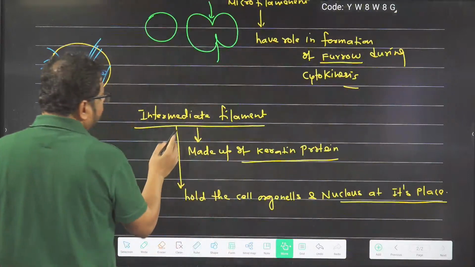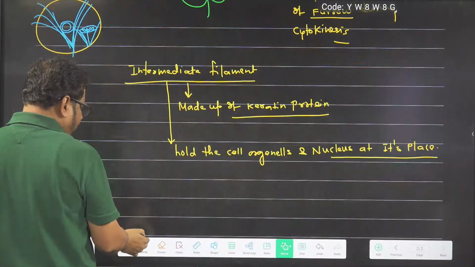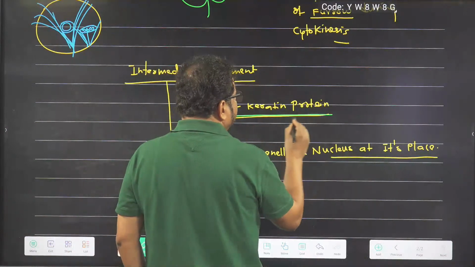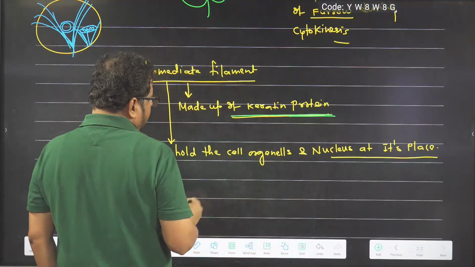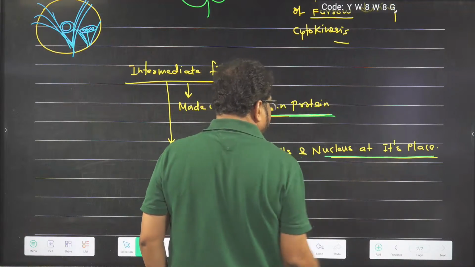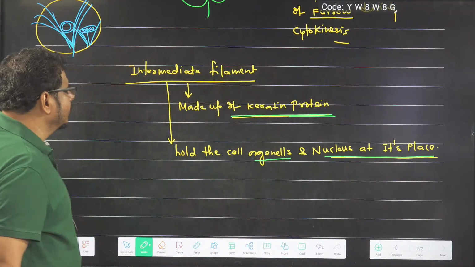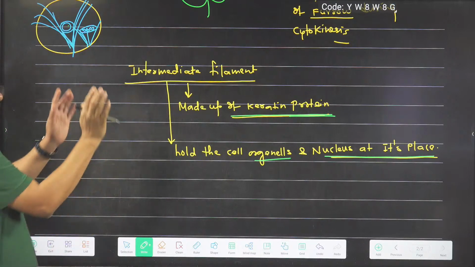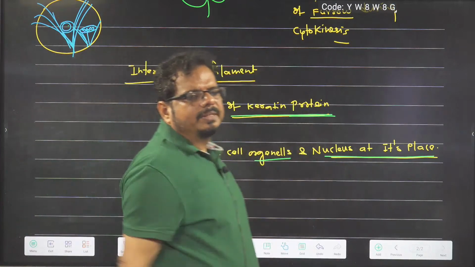Then I told about which one? Intermediate filament. I have given some small detailing for all. It is made up of keratin protein, and they are responsible for holding the organelles and nucleus in place in the cytoplasm. Here is the nucleus, here is the mitochondria. These all are held with the help of which one?